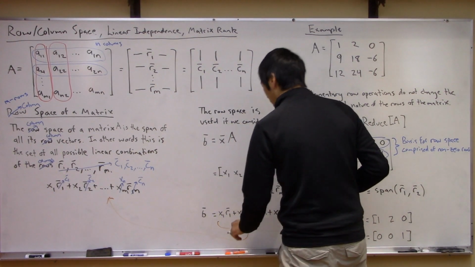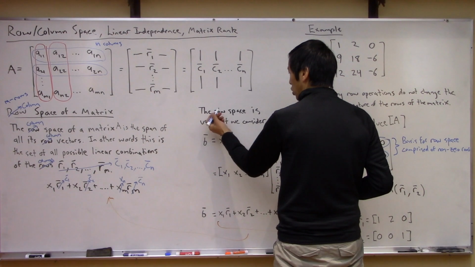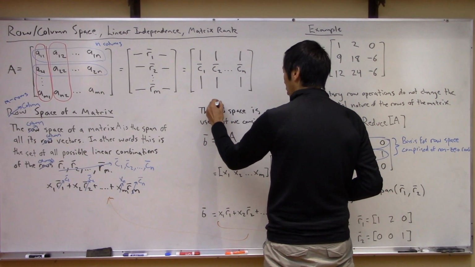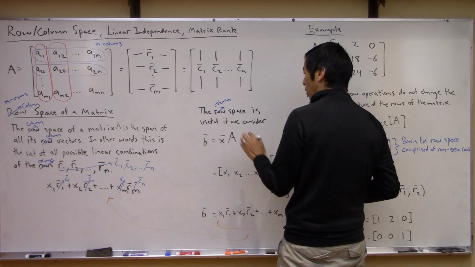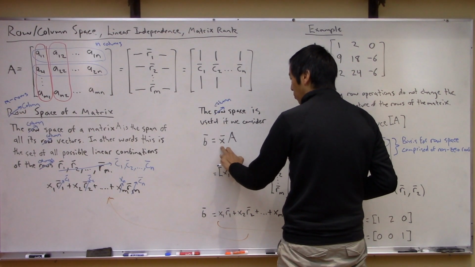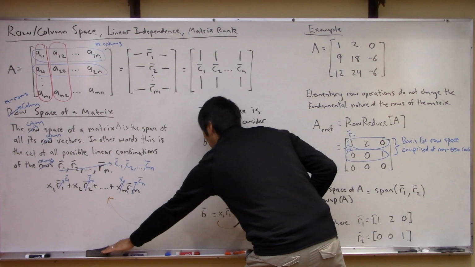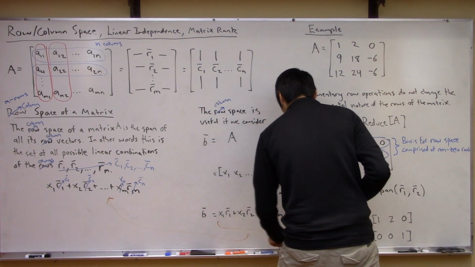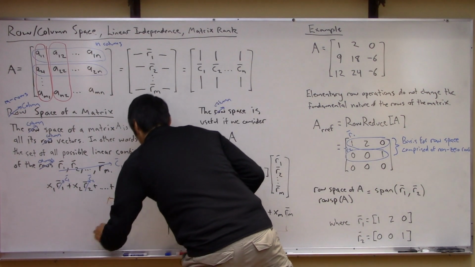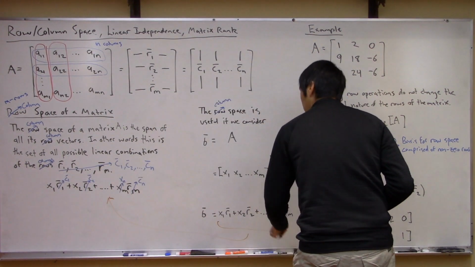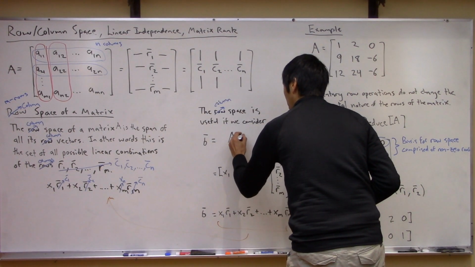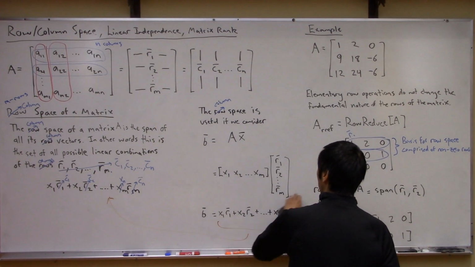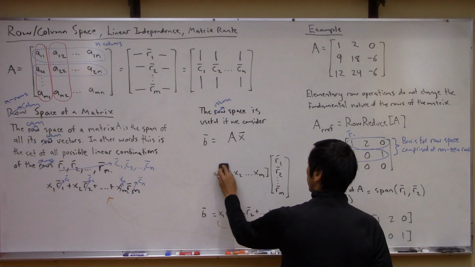So let's come over here, and again, let's make some modifications. I want to replace the word row with column. The column space is useful if we now consider, instead, multiplying on the other side. So let me just rearrange this. I'm going to put the x on the other side now. Let me go ahead and write it like this. Now I want to move this to the other side, and I want to write the matrix in terms of columns.